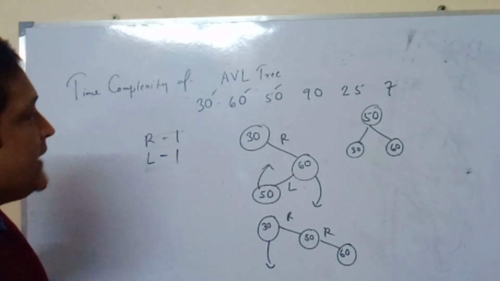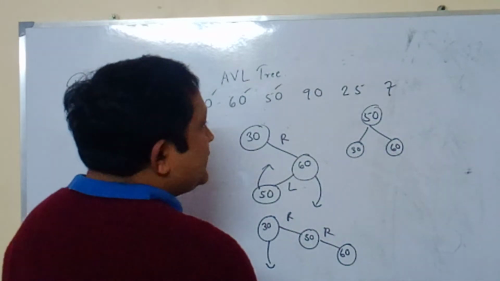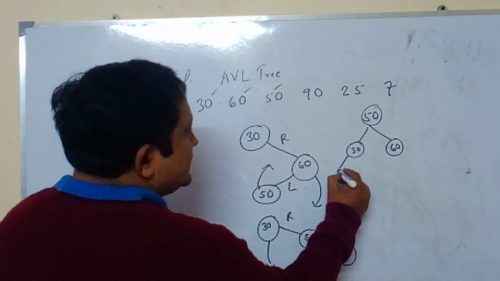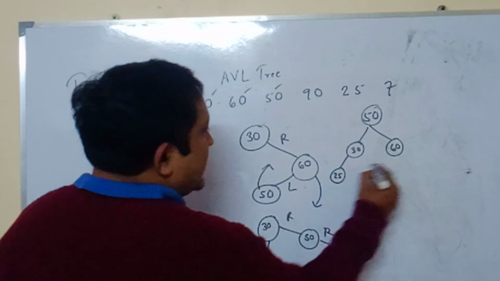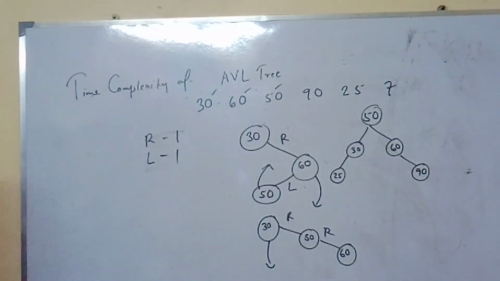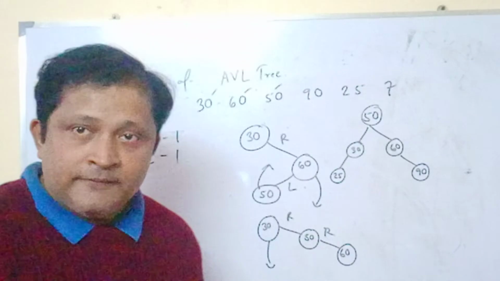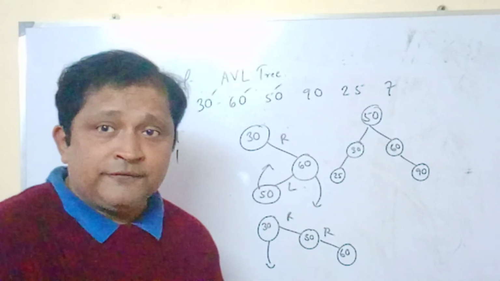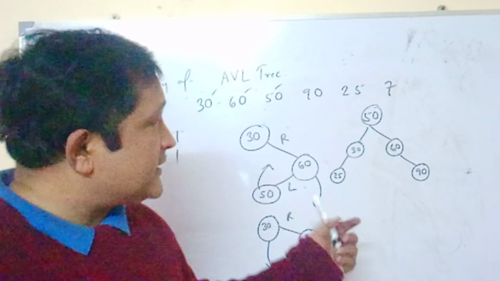Now the next value 90. Where do we place 90 and 25? 25 we can place here and 90 we can place here. Now let's see, is there any unbalance? Is there any imbalance in the balance factor?